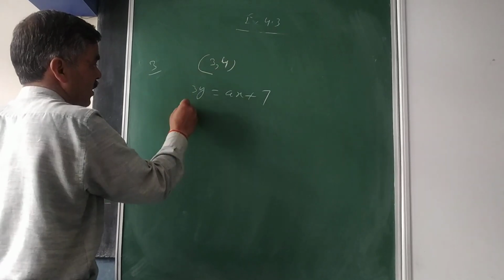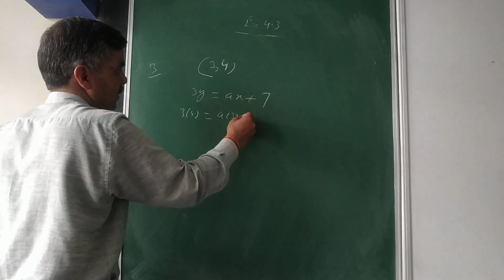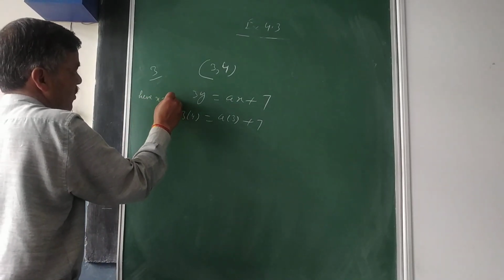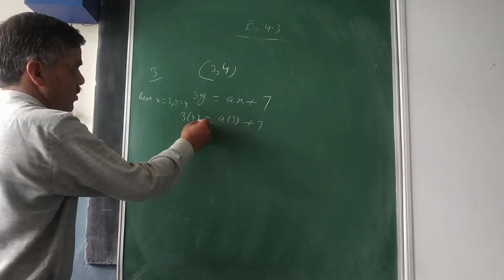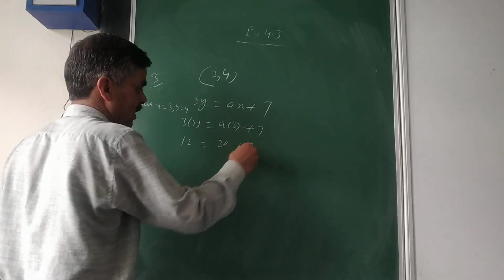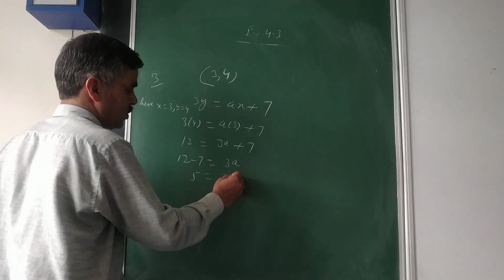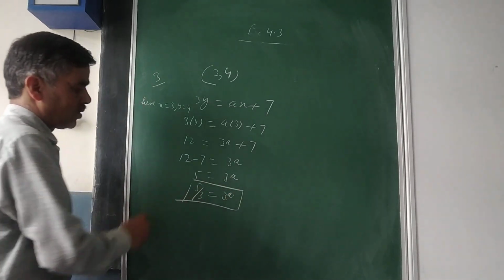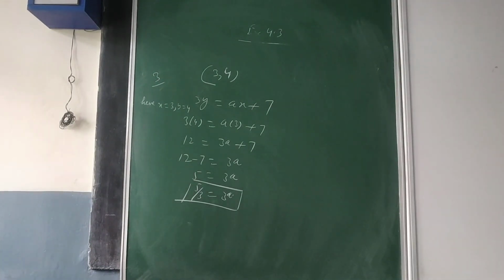So you substitute y by 4 and x by 3. Or beforehand you can write here x is equal to 3 and y is equal to 4. This is the x coordinate, this is the y coordinate, and substitute these values in place of x and y. 3 4s are 12. This is 3a, this is 7. So 12 minus 7 is equal to 3a. 5 is equal to 3a. So 5 upon 3 is equal to a. So that is the answer for this question. How to find the value of a.